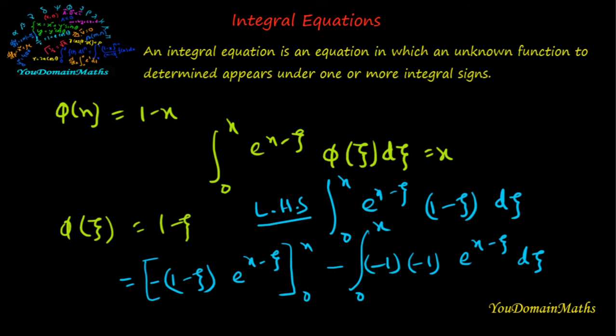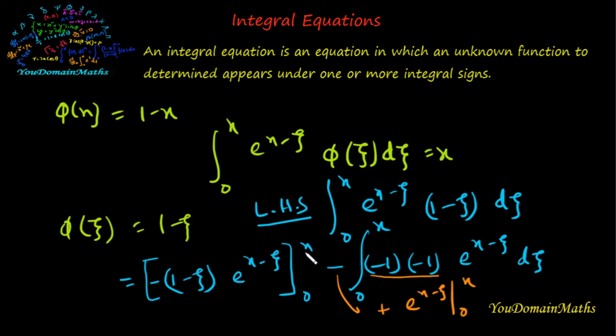When we calculate these terms, minus 1 and minus 1 multiply and vanish each other. Then we integrate only this term and we get another negative sign. Then it is easy to say that this sign changes to plus, e to the power (x minus xi), with lower limit and upper limit 0 to x. So now we want to put the upper limit and lower limit in these terms.